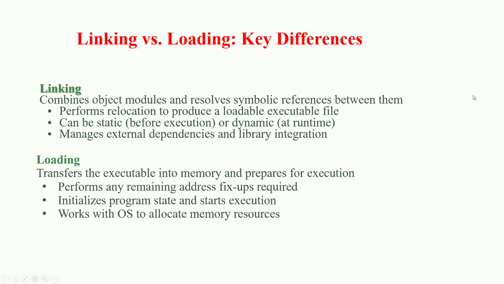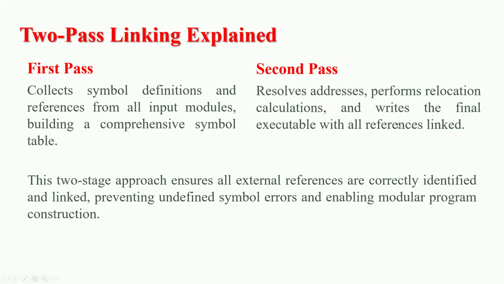The linker works in two steps, called two-pass linking, to make sure no symbol or address is missed. In pass 1, it scans all object files and collects information about every symbol, function, global variable, and constant, and notes where they are defined and where they are used. And this information is stored in its own symbol table.